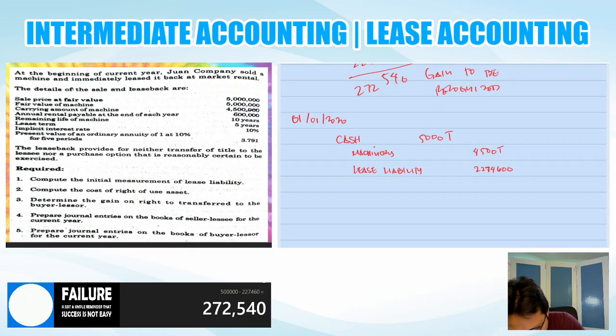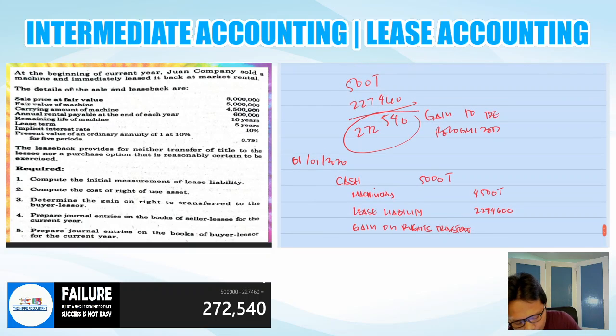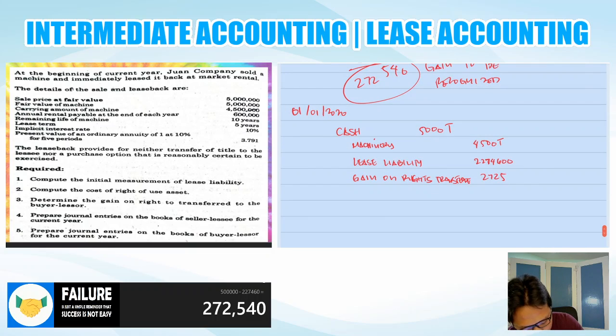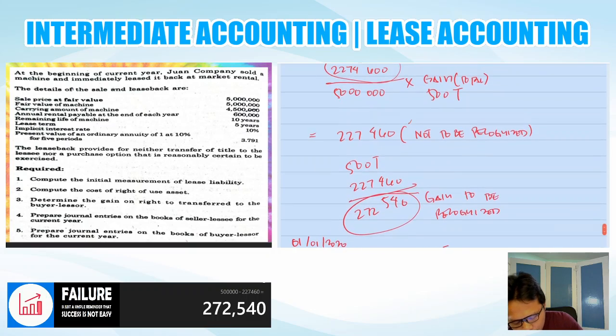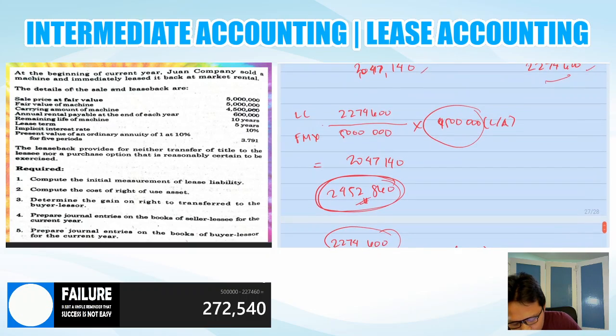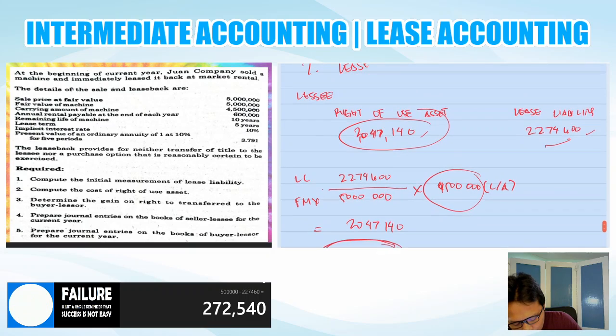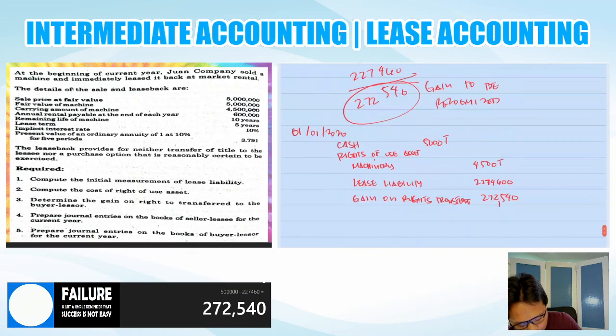227,600. Okay? Then, recognize your gain on rights transferred. Which is, ano yung gain to be recognized? 272,540. And then, yung kulang na lang natin dito is our, wait, let's adjust cash, our right of use asset. Kasi nga, we need to recognize this at 2,047,140.